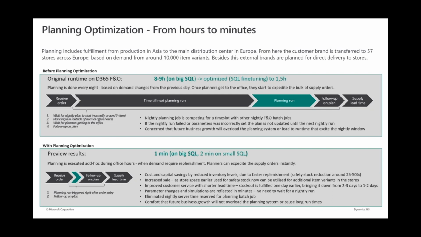You can increase the sales because you can ship your products much faster, and you have improved customer service with shorter lead times. You can go for 24/7 delivery. So those kinds of options are possible. Just have a look at it and think about how you can use this opportunity to grow the business. And the last sentence here is quite important, because you have the comfort that future business growth will not overload the planning system or cause long run times.